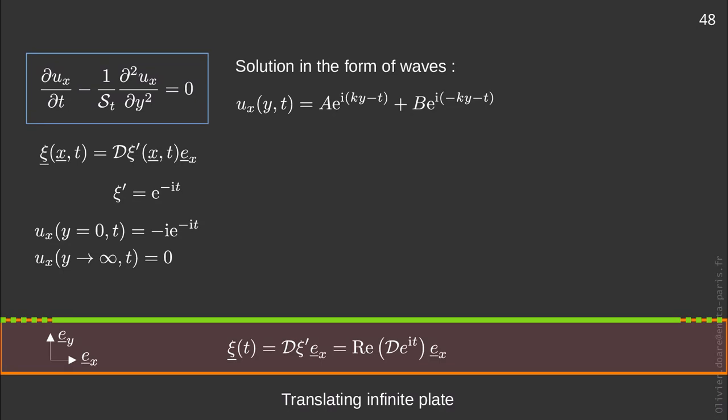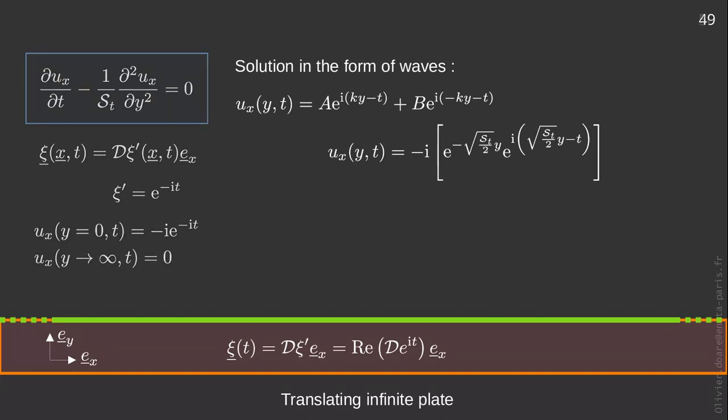Let us consider 2 waves of unit frequency and amplitude a and b, whose wave numbers are unknown at the moment. Putting this form of solution in the diffusion equation and retaining only the wave which does not tend to infinity when y tends to infinity, we find the value of the wave number k and the amplitude of the remaining wave from the boundary condition. We find a solution in the form of a wave propagating towards the positive y and whose amplitude decreases exponentially when we move away from the plates.